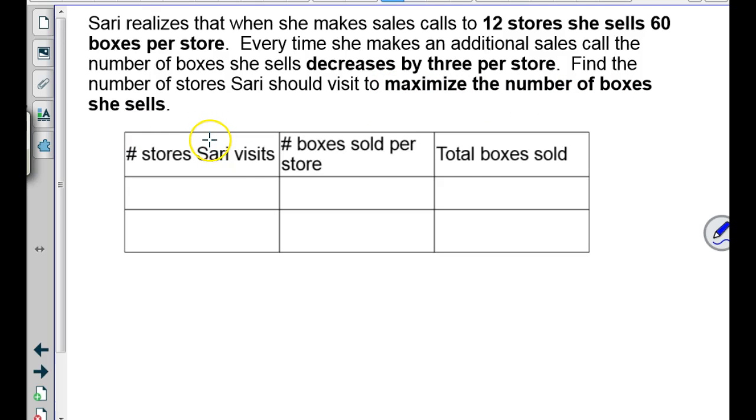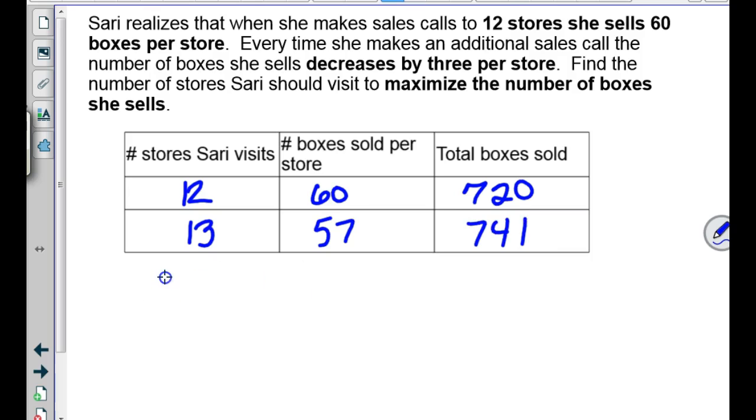Okay, so what's going on right now? There will be a little chart for you on the quiz, okay? So what do we know right now? 12 stores and 60 boxes, which I think is 720. All right. Then what? Okay. So if she went to 13 stores, this would decrease by 3. And I don't know what that is. Can someone help me out?